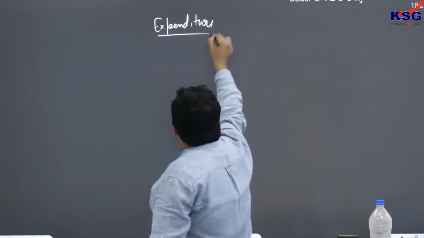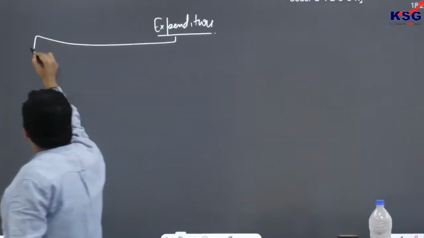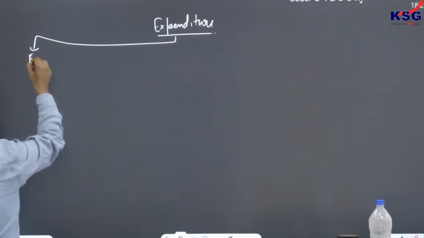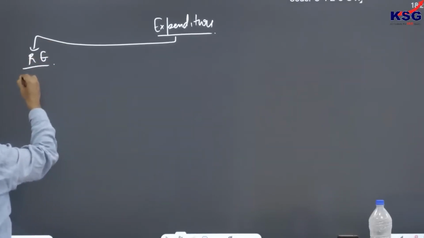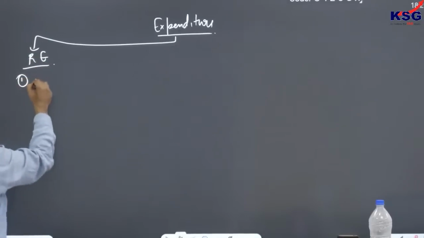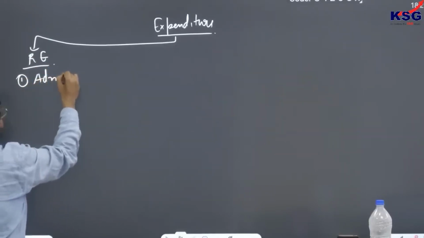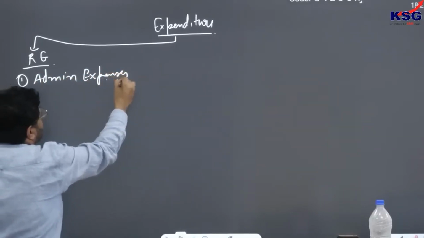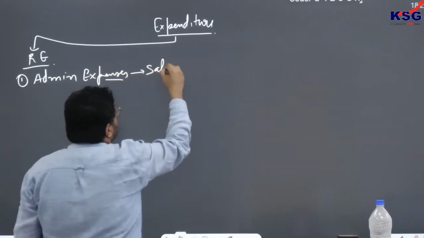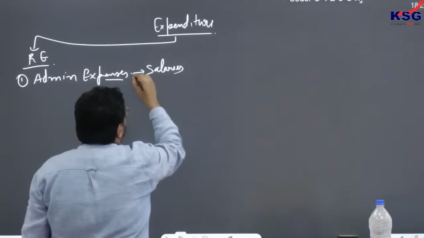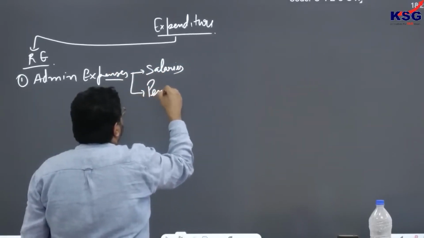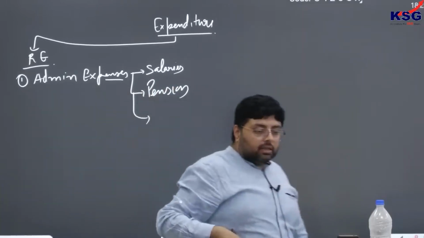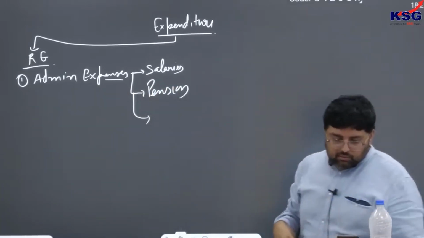So if I talk about expenditure, there is revenue expenditure. In revenue expenditure, first of all you will say administrative expenses. Now in administrative expenses come salaries, pension, other departmental expenses.